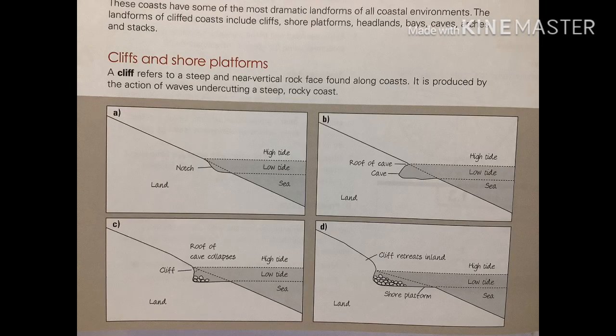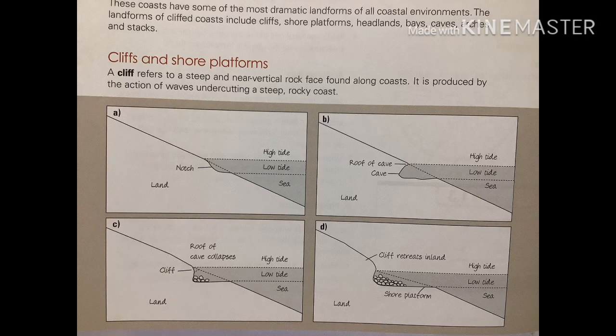Now cliff, as shown in the diagram here, is actually a steep and near vertical rock face found along coast. Generally, it's formed by the action of waves undercutting a steep rocky coast itself. So if you look at these four diagrams, they actually show you the steps in which a cliff can be formed, and over time how it will retreat backwards into the coast itself.